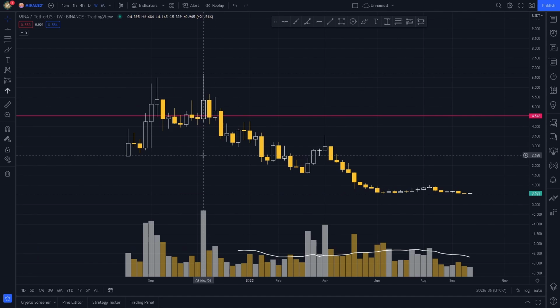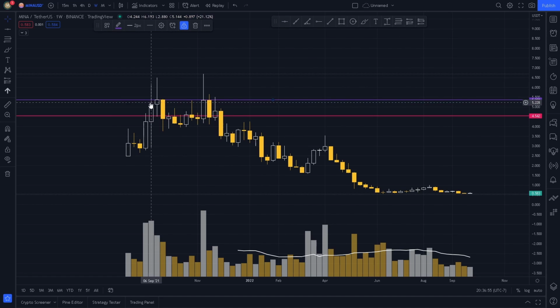Now, here in the weekly, what do we notice? Well, we can see that price came up and reversed and reacted to this key level. So let's plot a key weekly level. As we see, candles came up, reacted, and reversed.